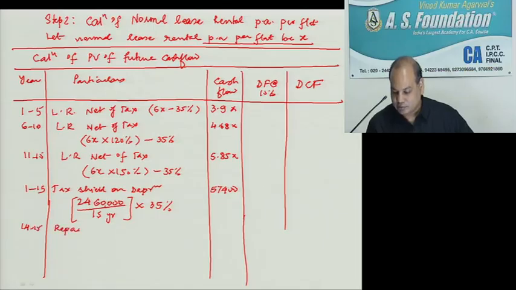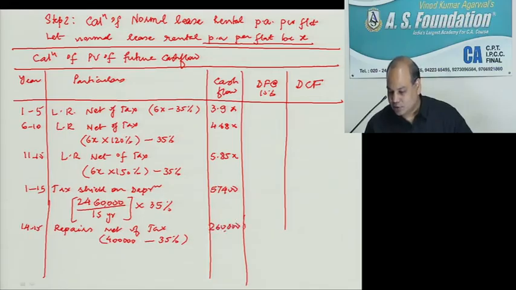One more thing, 14 to 15. Repairs, net of tax. I had instructed you, take 4 lakh minus tax shield. Repair is a revenue expenditure. Is it 2 lakh 60,000? Negative or positive? You are paying repair cost.